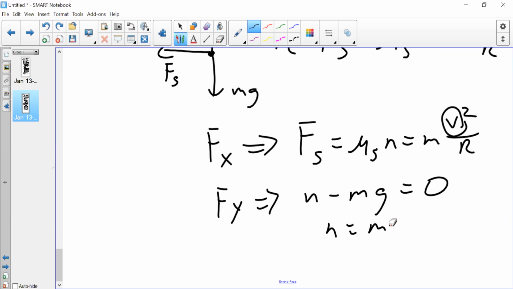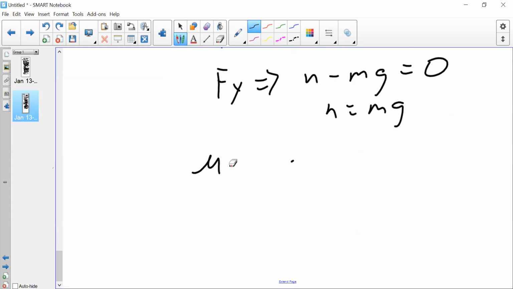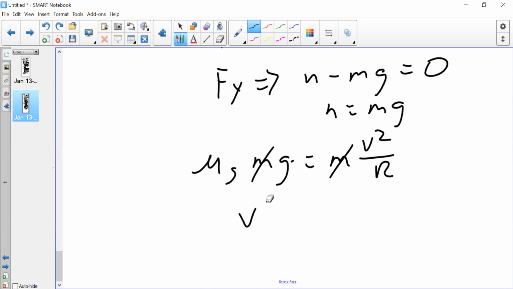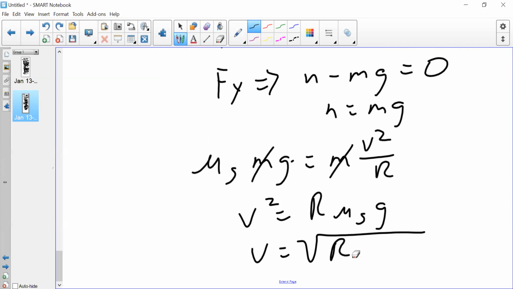So N equals mg. And then we have mu s mg equals mv squared over r. And then we just have v squared equals r mu s g. Therefore v equals the square root of r mu s g. And that's your expression. Put in numbers as needed.